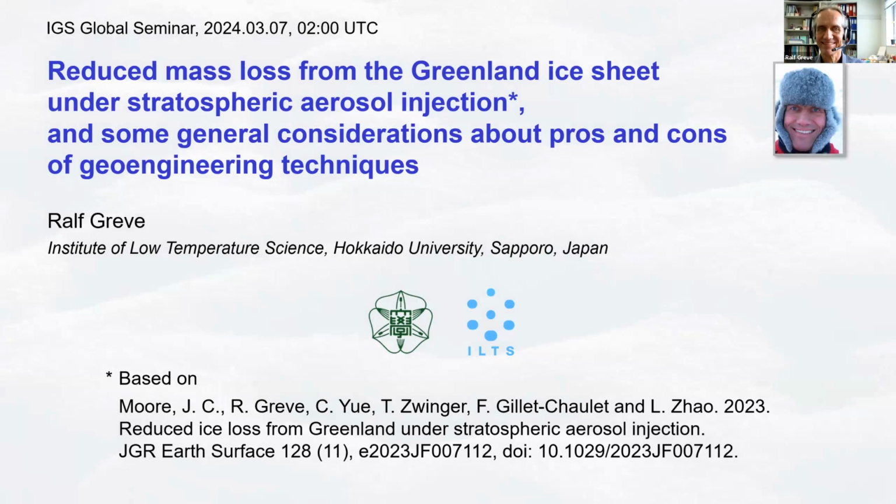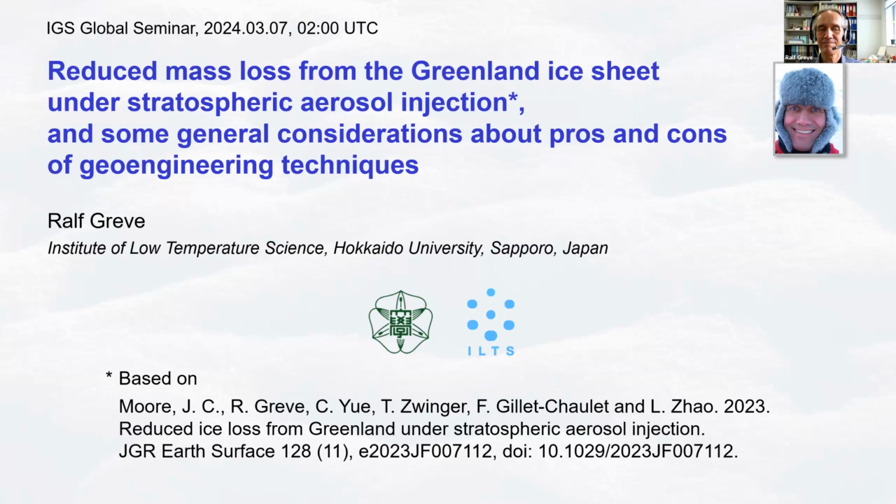Okay, then let's get started. As Dave mentioned, I'm Ralf Greve from Hokkaido University's Institute of Low Temperature Science in Sapporo, Japan. Today I'm going to present something with a relatively long title: reduced mass loss from the Greenland ice sheet under stratospheric aerosol injection and some general considerations about pros and cons of geoengineering techniques. So evidently, this is a bit of a two-part talk.